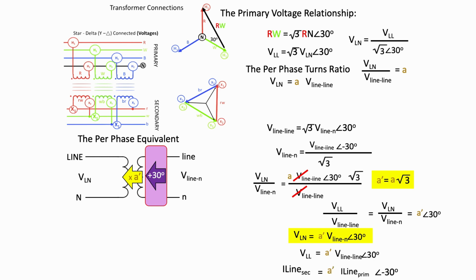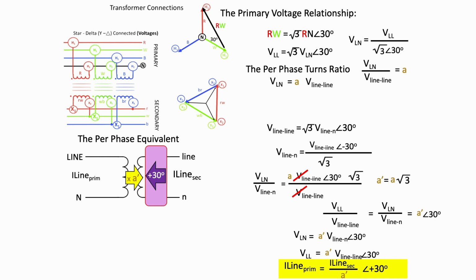Now, we've already established this equation for the secondary line current in terms of the primary line current, and these are phasor values. So if we wanted to look at the primary line current in terms of the secondary line current, we'd have to divide by the operator and we'd have to add 30 degrees. So our operators would look like this.